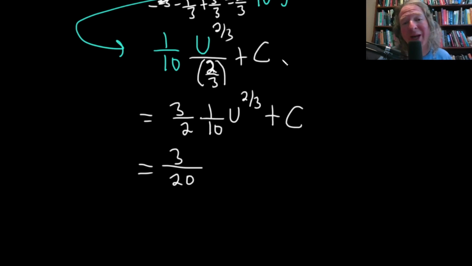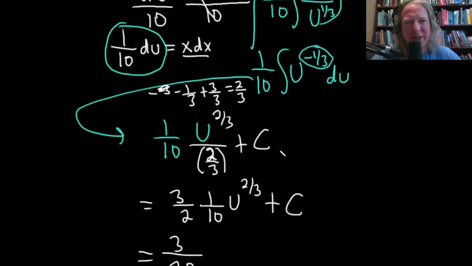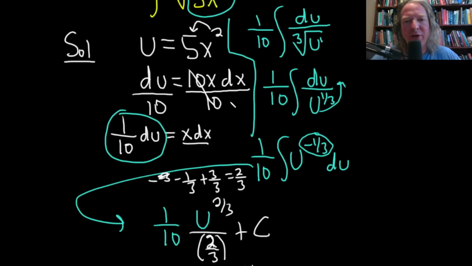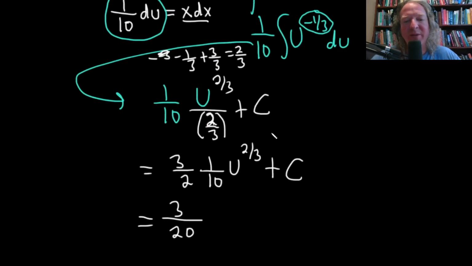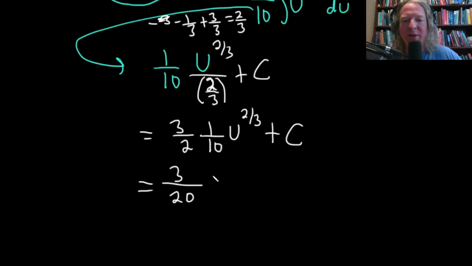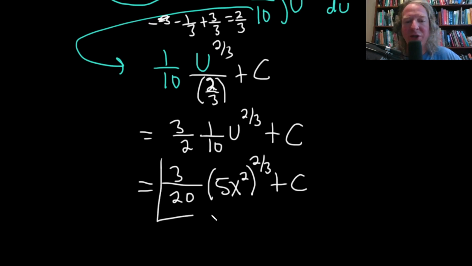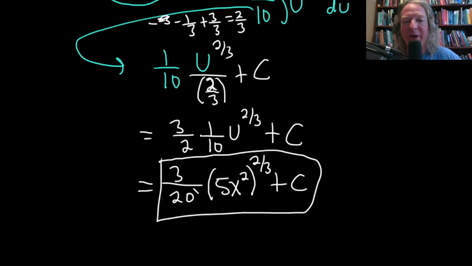But we're not done. We got to go back to x, right? And so what was it? u is 5x squared. So this is going to be 3/20 times parentheses 5x squared to the 2/3 plus our constant of integration, capital C. So it works out quite nicely in this example.